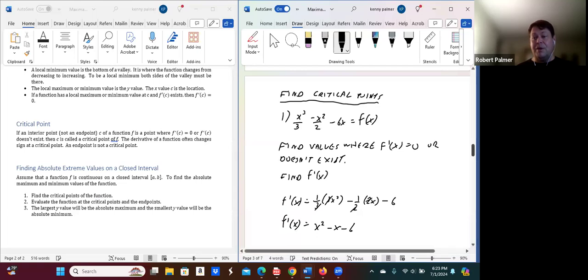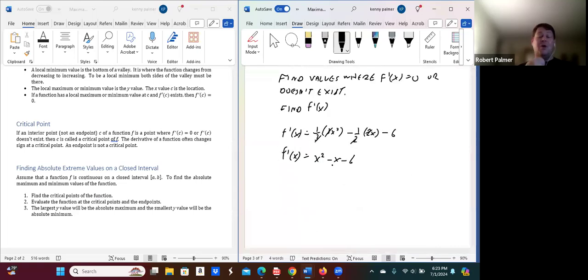Now, if you want to know where that's equal to 0, first off, remember that's a polynomial. It exists everywhere, so we don't have to worry about it not existing. Let me make a note: this exists everywhere. Let's find the other critical values. Let's solve f prime of x equals 0. So x squared minus x minus 6 is 0.